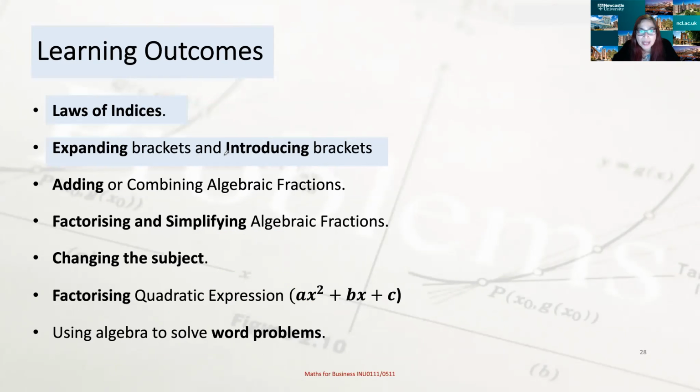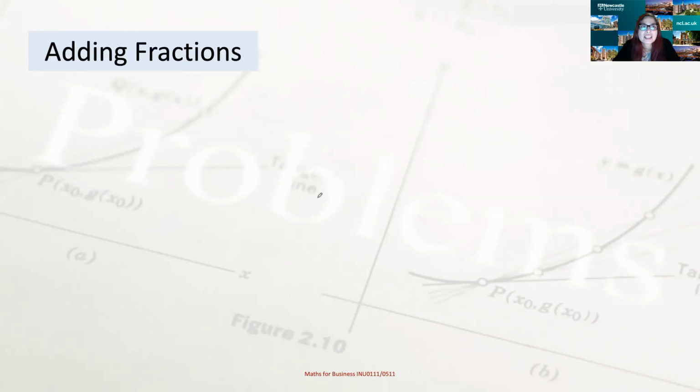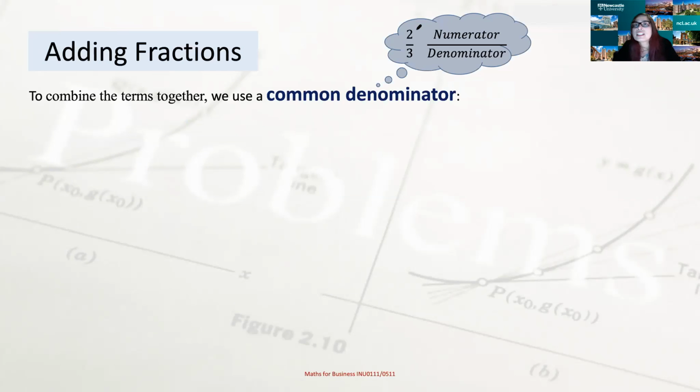So we have seen expanding brackets and introducing brackets. Now let's see adding algebraic fractions. What if we have a fraction? When we are doing simple addition of fractions with simple numbers, what do you do? Please be careful here.